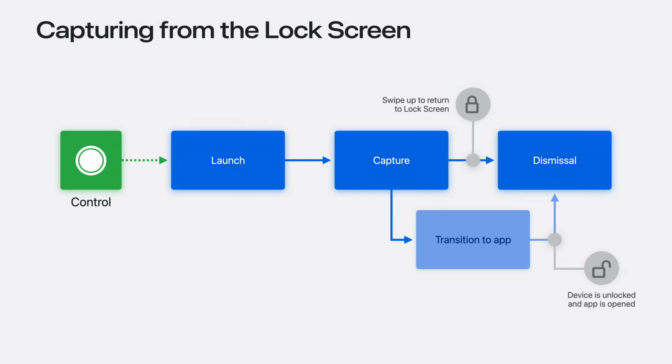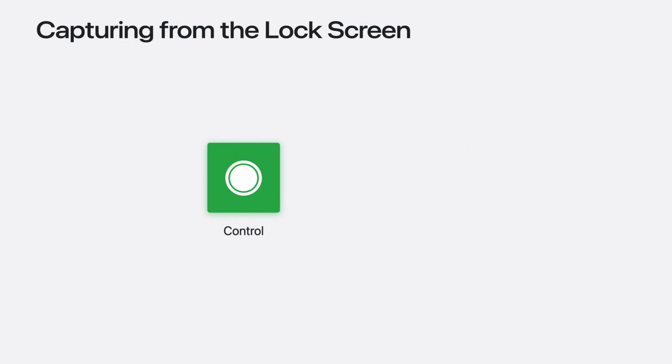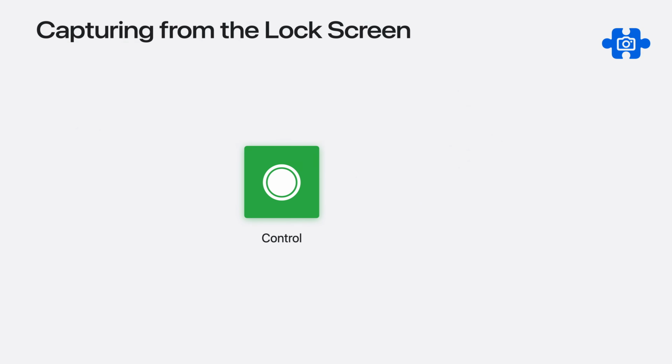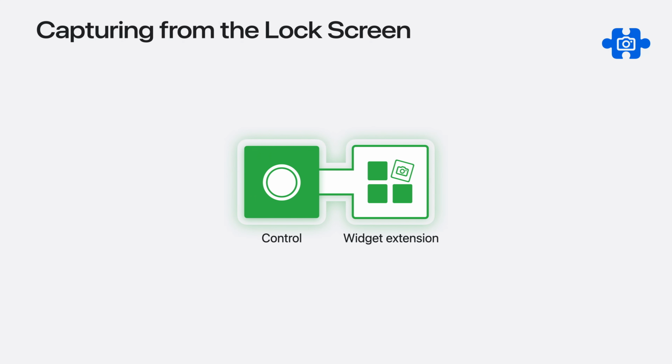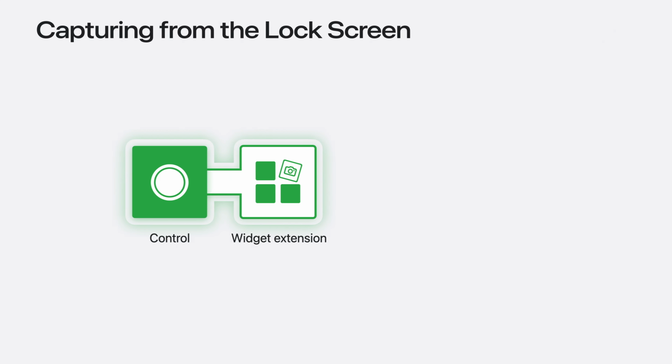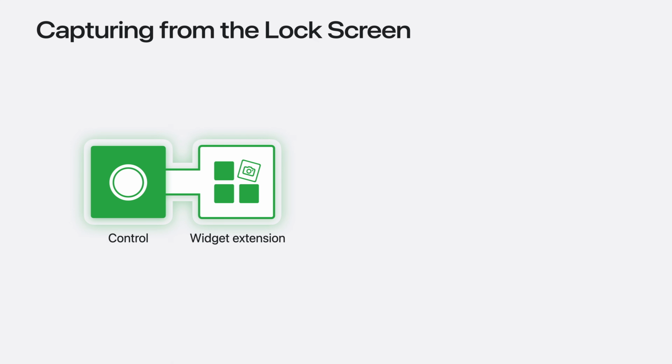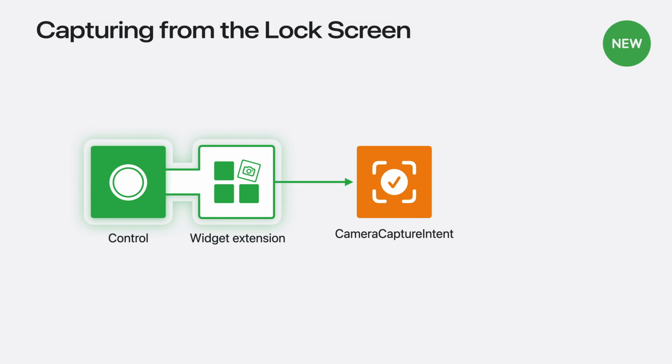When we discussed the lifecycle of your extension earlier, I mentioned that your extension is launched from a control in Control Center, from a control set to the action button, or a control on the lock screen. To allow someone to launch your capture experience, you will need to create a custom control. This control will be part of another extension, a widget extension, which you can build with WidgetKit. For this control to specifically launch your capture experience, you will need to implement a new type of system intent being introduced in iOS 18, the camera capture intent.